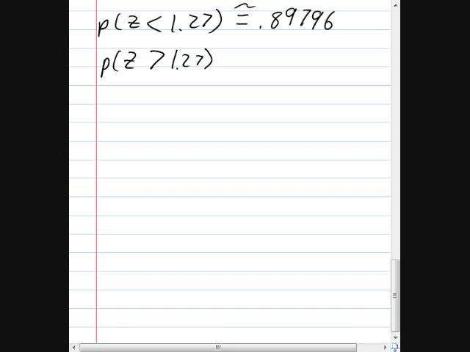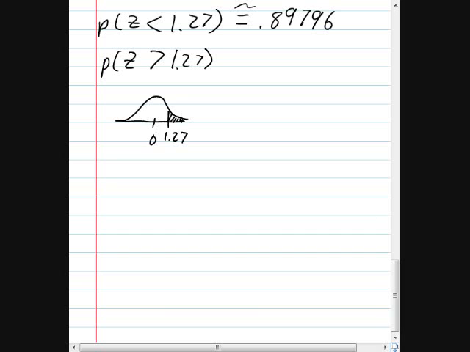It really helps if you have a picture of what this area is that you're trying to find. Now the picture doesn't have to be sophisticated like our previous example. You can simply draw it by hand. You know that a standard normal is centered at 0. 1.27 is some value greater than 0, so it's on the right side of 0. We're looking for numbers bigger than 1.27, so that shaded region is the region I'm looking for.